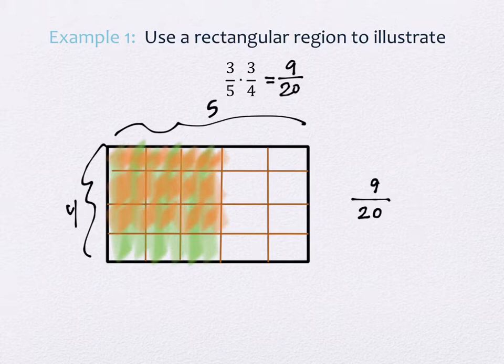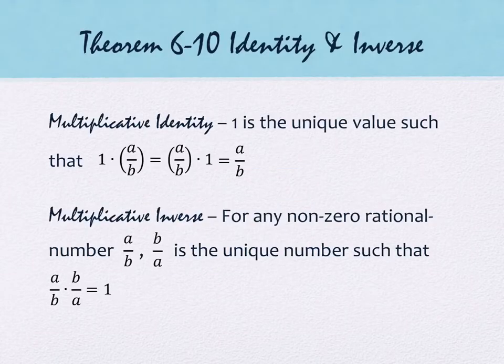A few theorems and properties are what's going to come next for us. Theorem 610 is the identity and inverse properties. The multiplicative identity says that 1 is the unique value such that when you multiply 1 times A over B or A over B times 1, you get back A over B. That is nothing new. We have that for whole numbers. We had it for integers. It showed up, for those of you who've done number theory with me before, a long time earlier in this particular textbook. But it's still true.